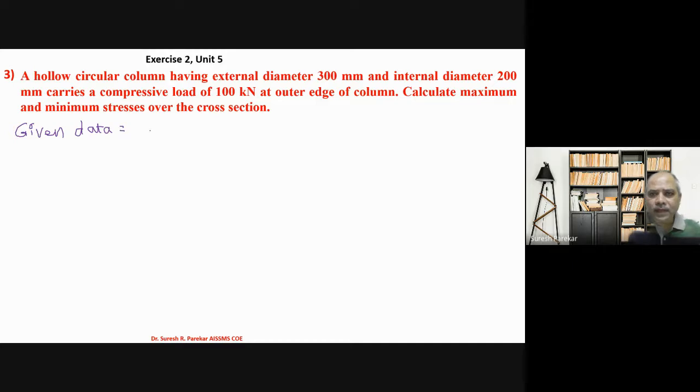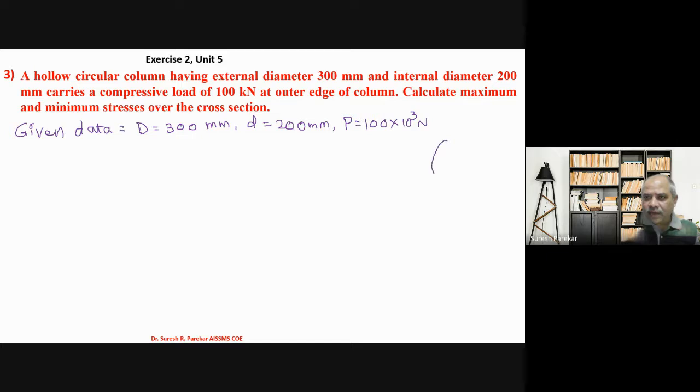So we are given capital D equal to 300 millimeters. Small d is 200 millimeters. P is given as 200 kilonewtons, and it is at the outer edge of the column. Calculate the maximum and minimum stresses over the cross section.